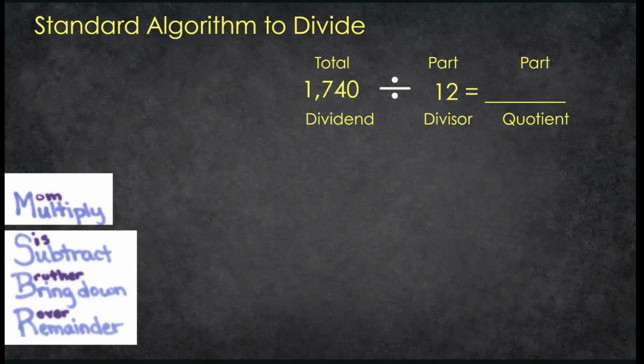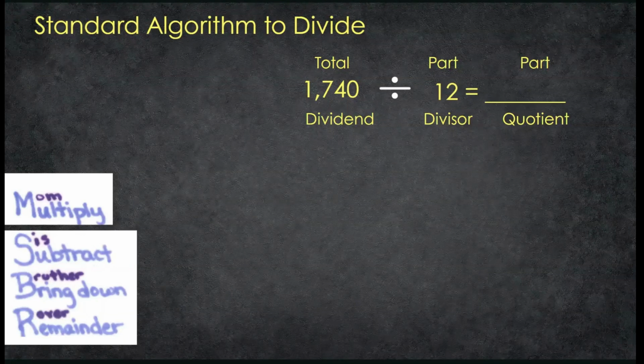Now we are going to be using a little saying to help us with our 4 steps. Mom, sister, brother, rover. Now, each of those letters in each of those words, the first letter stands for a step in our process. The M in mom stands for multiply. The S in sister stands for subtract. The B in brother stands for bring down. And the R in rover stands for remainder.